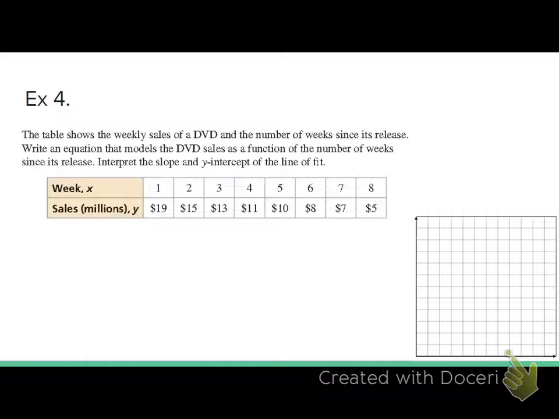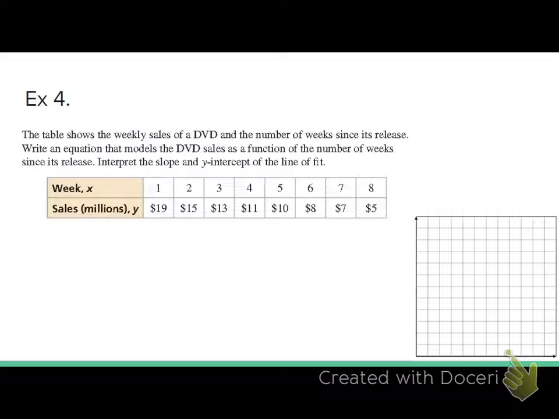Let's move on to example 4. It's our last example, but it is a little bit of a long one. The table shows weekly sales of a DVD and the number of weeks since its release. Write an equation that models the DVD sales as a function of the number of weeks since its release. Interpret the slope and y-intercept of the line of fit.